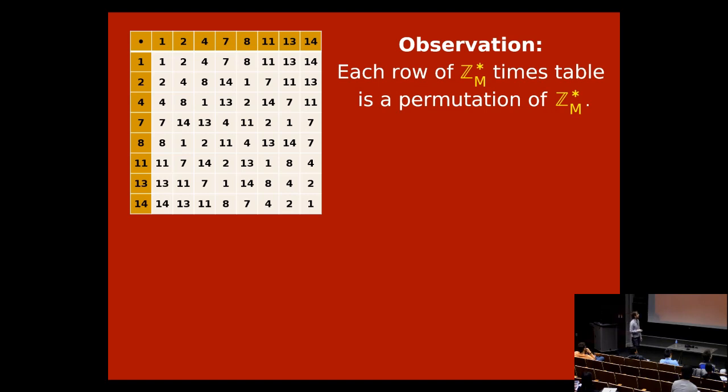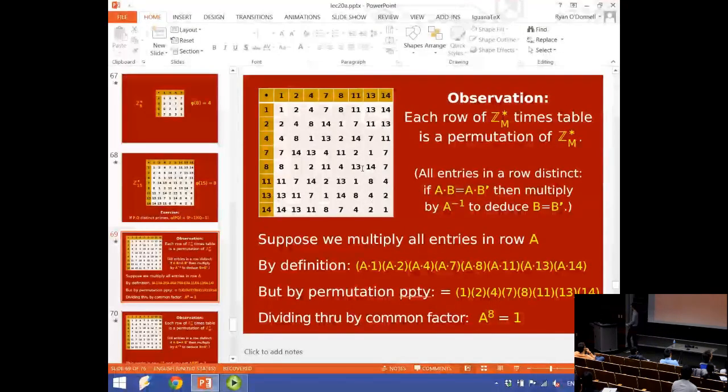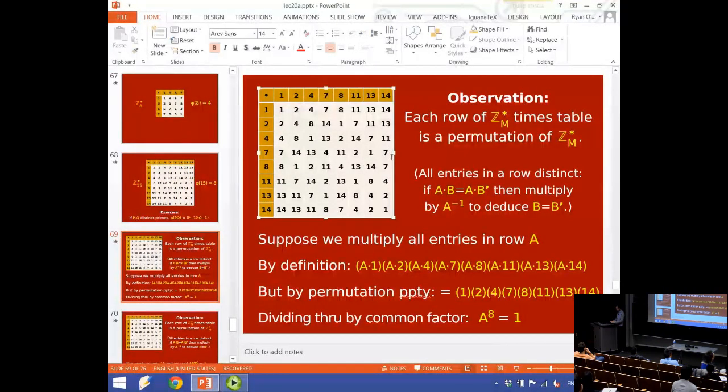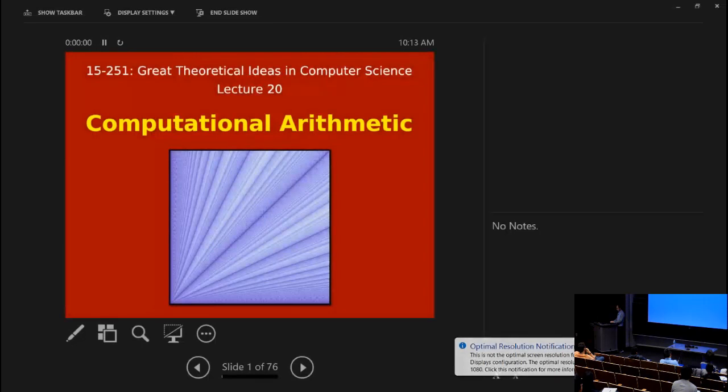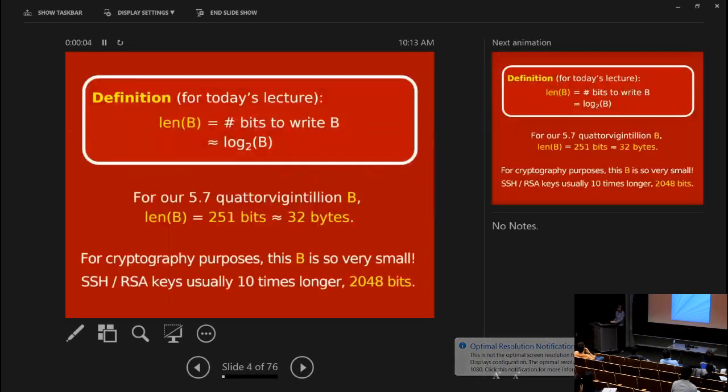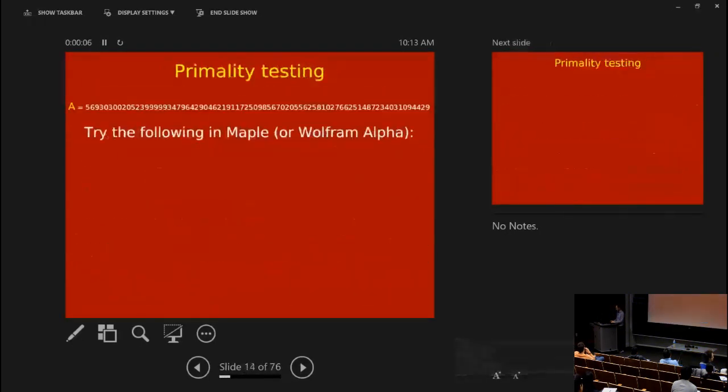Oh, very good. That's a typo. So what should it be? Which one is wrong? 14 times 7 should be what? Yes, 8. It should be symmetric, right? This one? Yeah, should be an 8. All right, thank you. Oh, it's going to go back to the beginning. That's going to screw everything up for Nathan. Sorry, Nathan.